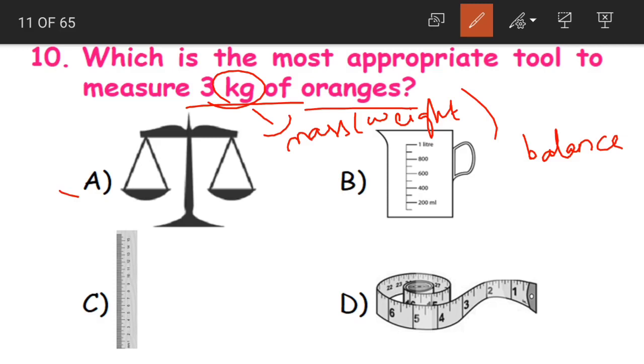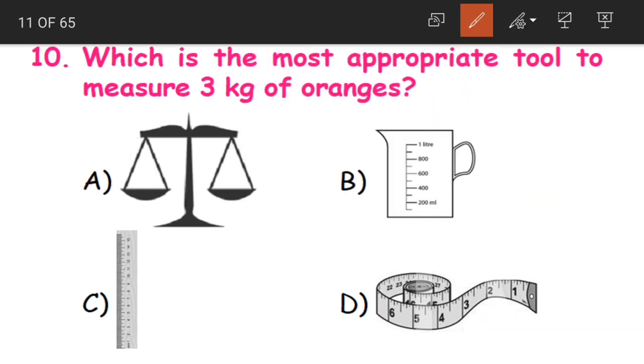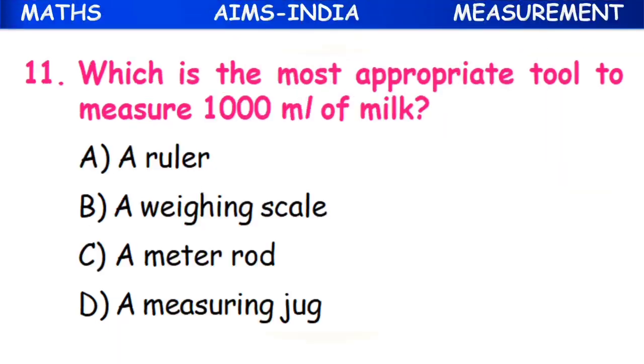Now from the given options, which is the correct one? Option A is our simple balance. It will be the correct answer. Option B is a measuring jug. It is used to measure the volume of liquids. Option C is a scale and option D is measuring tape. These two are used to measure the length and distance. So to measure 3 kgs of oranges, we use the tool in option A, that is a simple balance.